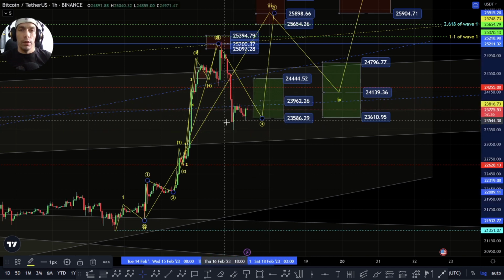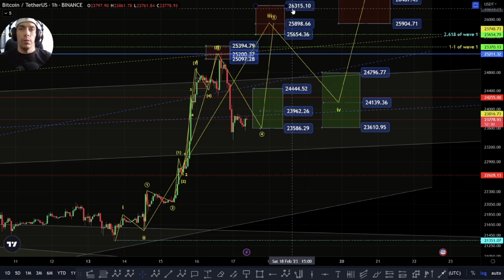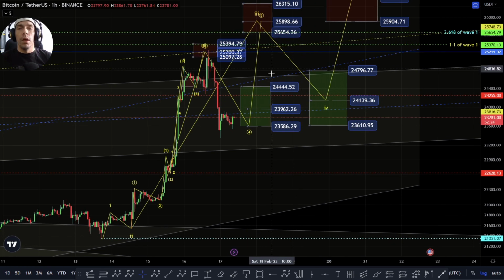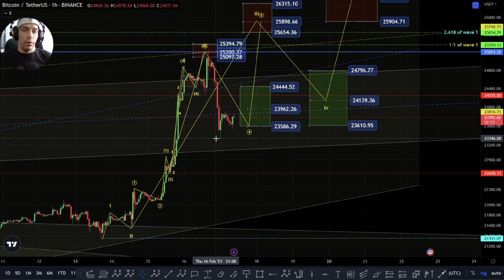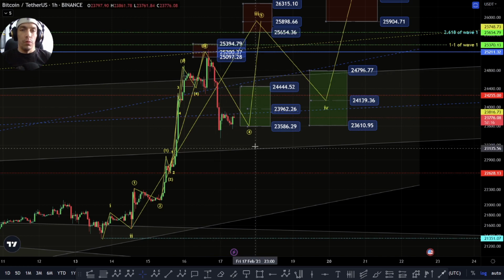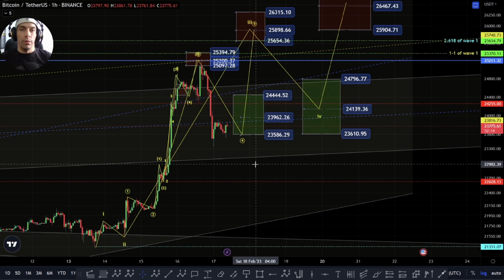We are within the range of that 50%. So if we do turn back around and come back up for this fifth wave, this would be the zone we'd be looking for: this 26,315 to this 25,654. However, like I said, the structure is not promising here, and because it does look like a five-wave move, I would be anticipating this to potentially be completed.